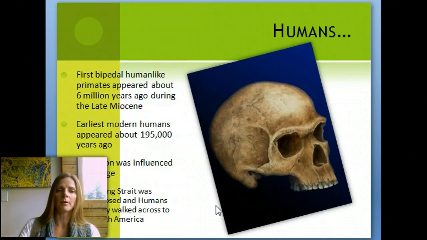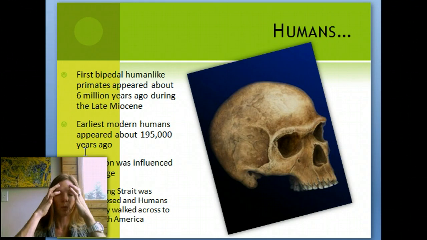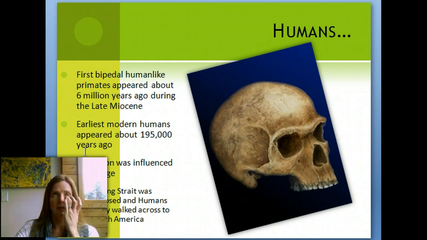All right, so let's talk a little bit about humans. First, bipedal, meaning they stand on 2 legs. Human-like primates appeared about 6 million years ago during the late Miocene. Earliest modern humans appeared about 195,000 years ago. Migration was definitely influenced by the Ice Age. You have all these huge sheets of ice, and migration of the humans was kind of dictated by these ice ages and where the Ice Age was hitting hard. The Bering Strait was exposed, and humans likely walked across to North America.